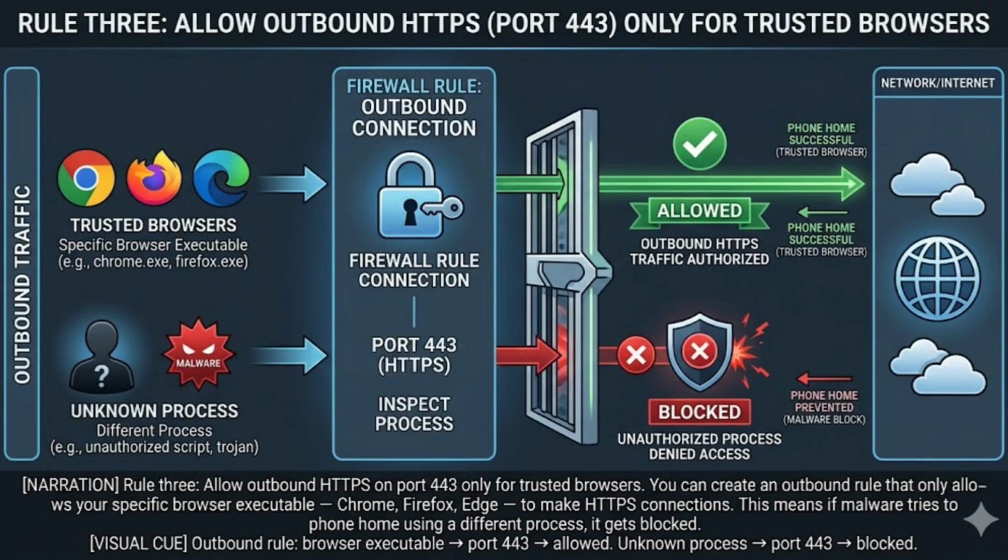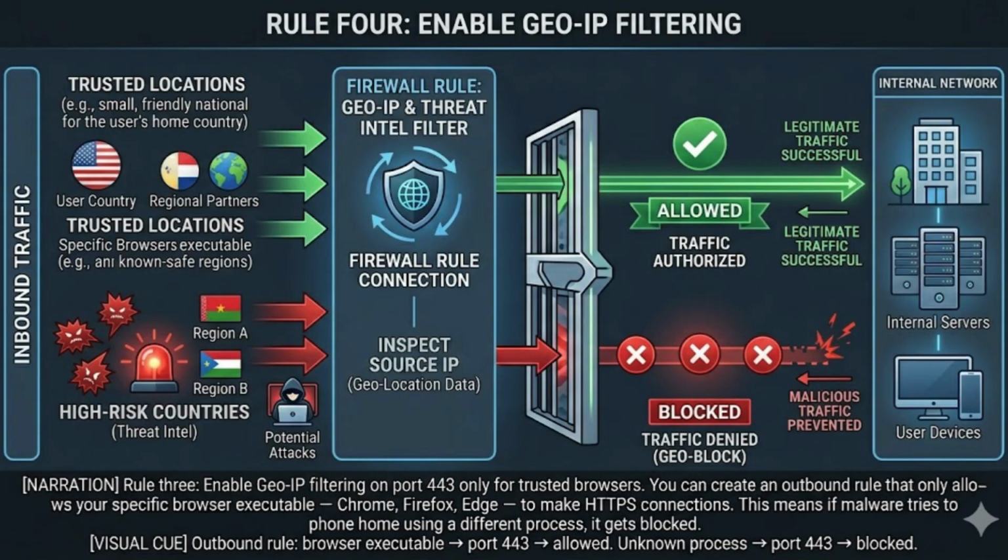Rule 3. Allow outbound HTTPS on port 443 only for trusted browsers. You can create an outbound rule that only allows your specific browser executable, Chrome, Firefox, Edge, to make HTTPS connections. This means if malware tries to phone home using a different process, it gets blocked.